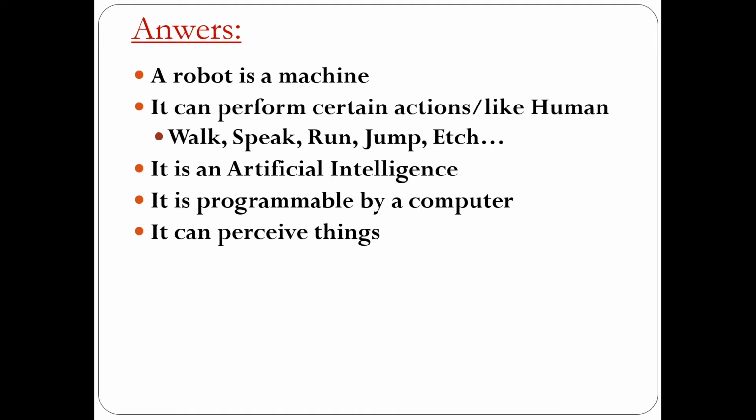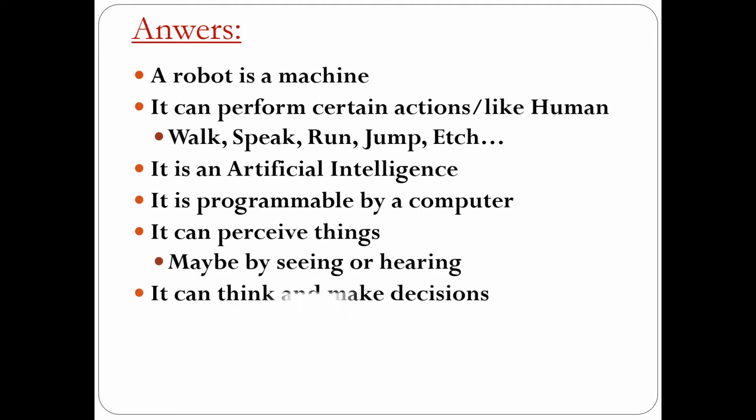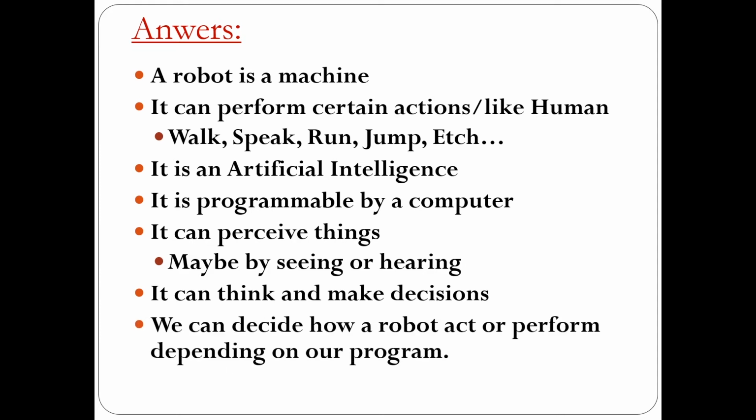It can perceive things. Maybe it can hear, it can see using some sensors. It can think and make decisions. Okay, creating some conditional programming. We can decide how a robot acts or performs depending on our program. Yes, that's right. So you can decide what you want a robot to do. You can program a robot to run. You can program a robot to listen. You can program a robot to just hear, or you can even program a robot to move like a human.